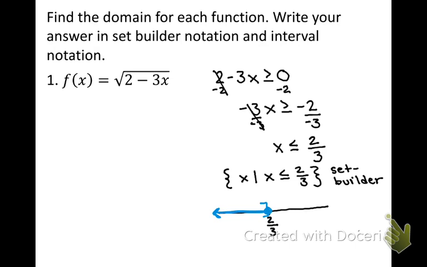So all the way to the left where I have shaded is going to be negative infinity, and then I'm going to come up to 2/3, and at 2/3, because it's included, it has that equal to, I'm going to put a bracket. This is my interval notation.